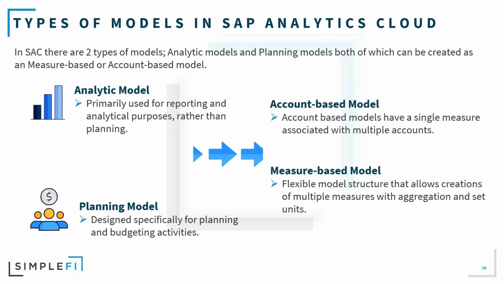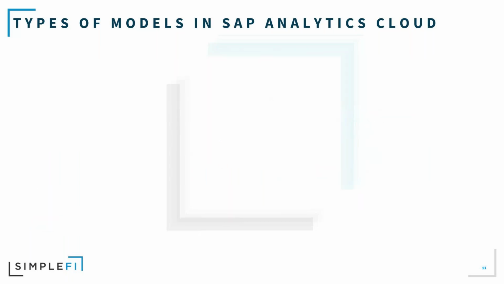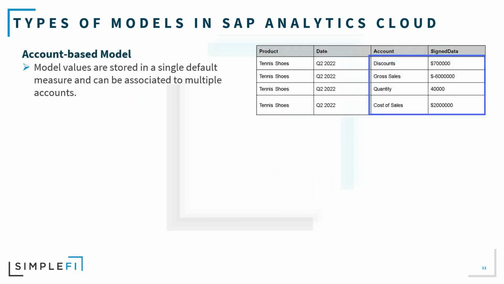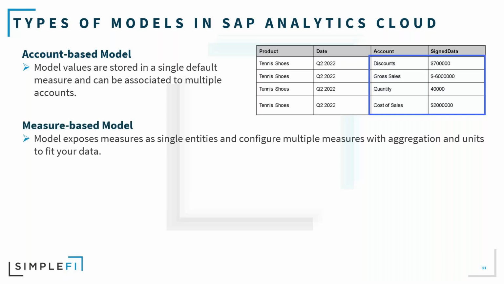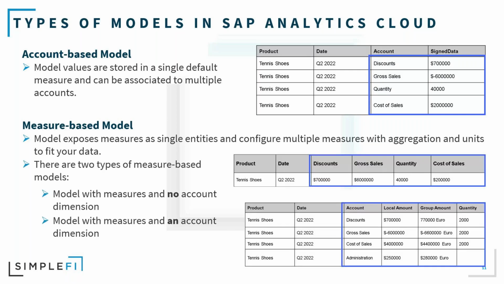Both of these models can be created as an account-based model, where a single measure can be associated with multiple accounts, or a measure-based model, which is primarily used for reporting and analytics. Just continuing on here, in an account-based model, values are stored in a single default measure and can be linked to multiple accounts, whereas a measure-based model allows you to create multiple measures that can be set up for specific units and aggregate data as well. These can be linked to an account, but these can also be set up with no account linked.